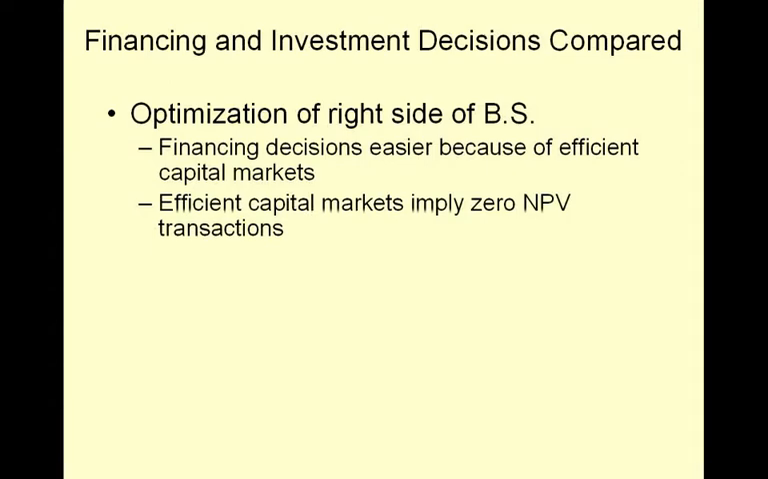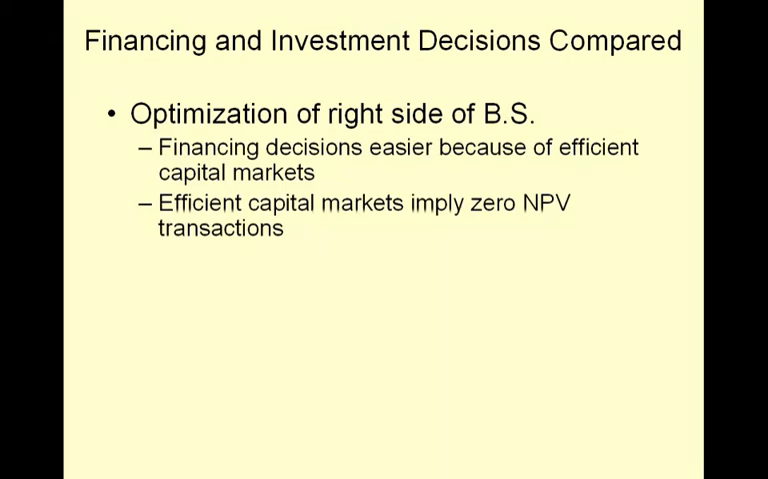Because of near-perfect markets, it is difficult to make or lose a lot of money in financing decisions. In the extreme, in perfect capital markets, financing transactions are zero NPV transactions because there is always an alternative financing opportunity of the same cost.